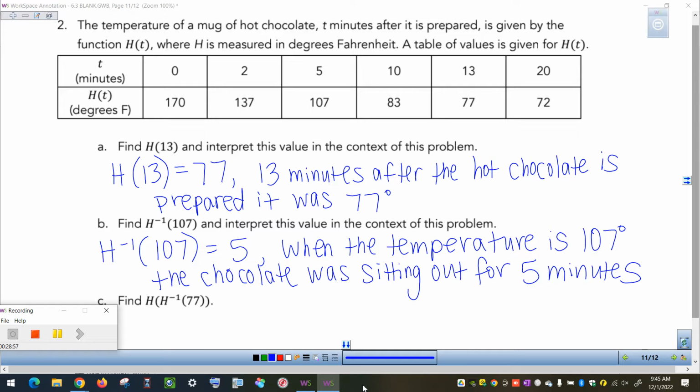All right, so here we're thinking back to evaluating a function using a table. So h of 13, well, the function here represented in the table is h of t. So the 13 here is representing a time period, number of minutes. So that's the entry that we're looking for in the table. H of 13 equals 77. Here's what we want to make sure we include, though. We want the interpretation for what this means. We're going to connect it back to minutes and degrees. So it just means that 13 minutes after the hot chocolate was prepared, it was 77 degrees.